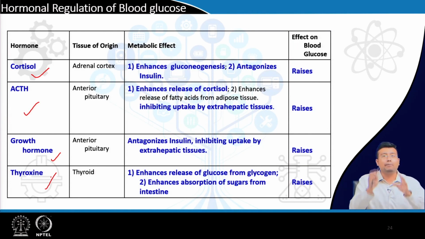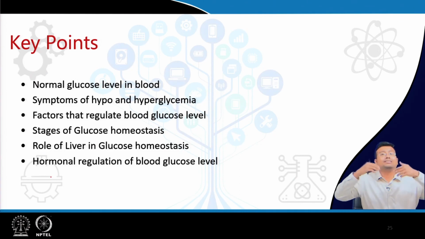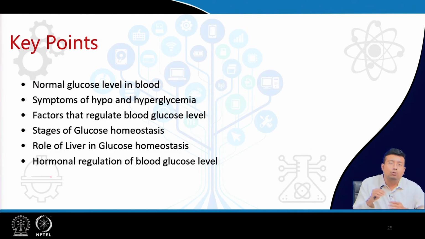Can you tell me why? Because hypoglycemia is dangerous, a patient will immediately die. So, hypoglycemia needs some more players to tackle it. These are the players that have been allotted to raise blood glucose, whereas insulin is the only player which lowers blood glucose, and if there is insulin deficiency, that will lead to diabetes mellitus.